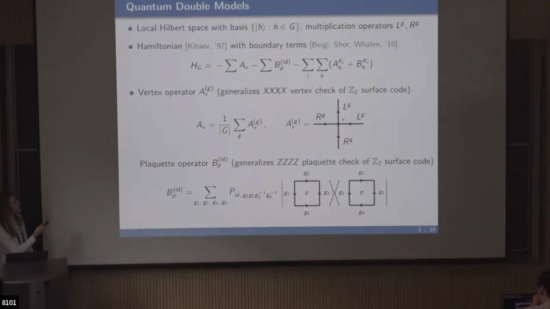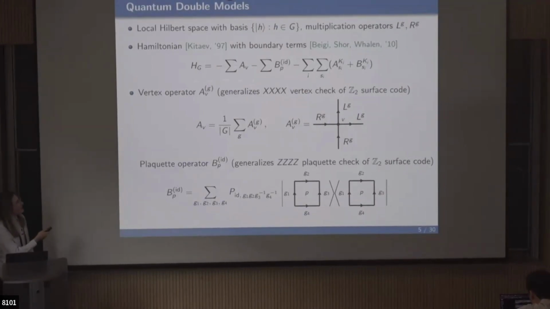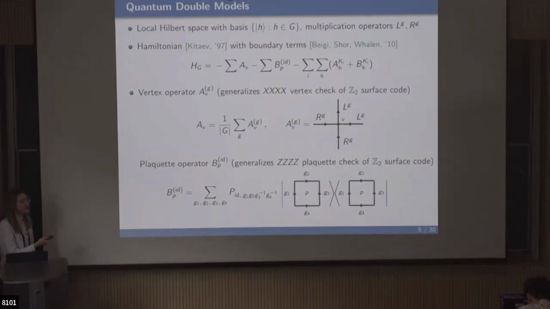So the Hilbert space is spanned by group elements. And I will actually show that if the order of the group is a power of 2, we can map it to a purely qubit Hilbert space. And then the Hamiltonian has these terms. It's basically a generalization of the quantum double, the Kitaev Hamiltonian for Z2. And it was actually already present in Kitaev's 97 paper.